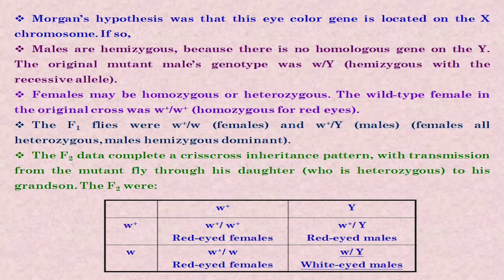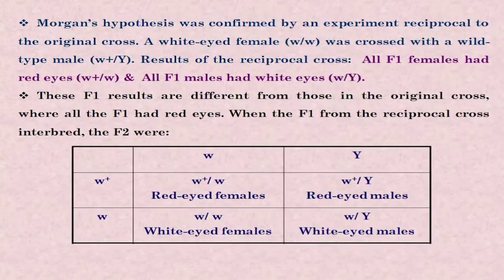So this is called the X-linked or sex-linked or crisscross inheritance. Morgan's hypothesis was confirmed by an experiment reciprocal to the original cross. A white-eyed female was crossed with the wild type male. The results are the reciprocal cross. All the F1 females had red eyes and all F1 males had white eyes.